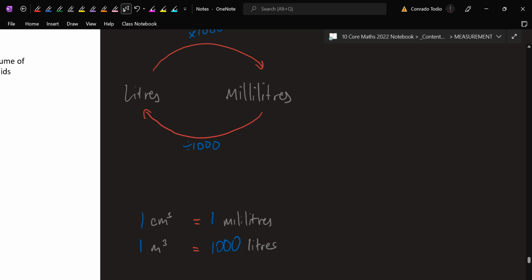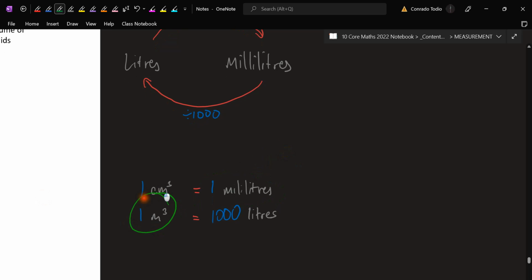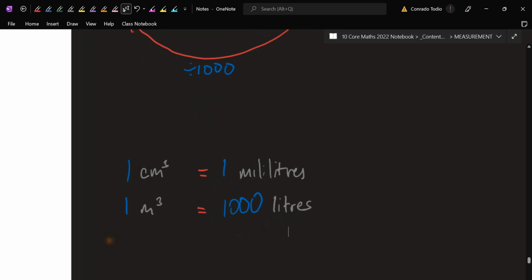However, if you want to convert centimeters cubed into volume like liters and milliliters, just know 1 centimeter cubed is the same as 1 milliliter. Okay, 1 meter cubed is the same as 1,000 liters. For centimeters, it's 1 for 1. So, for example, if I had 20 centimeters cubed, how many mils would that be? 20 mils. If I had 100 centimeters cubed, 100 mils.